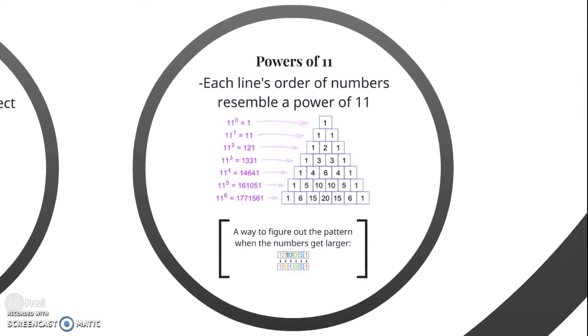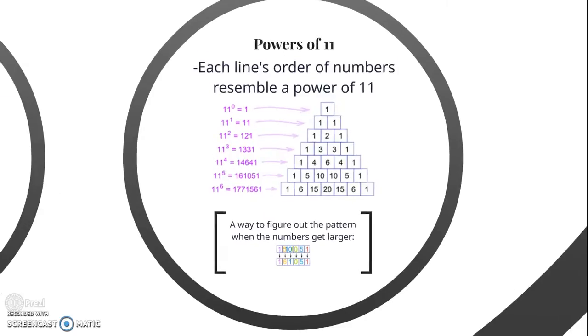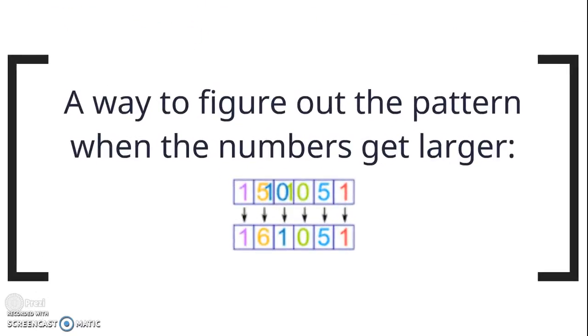The last big pattern is the powers of 11 rule, where if you line up all the numbers together in each line, you'll find that line will be a power of 11, starting with 0, of course, with line 0, row 0 being 11 to the 0 equals 1, and 11 to the first equals 11, and so on.